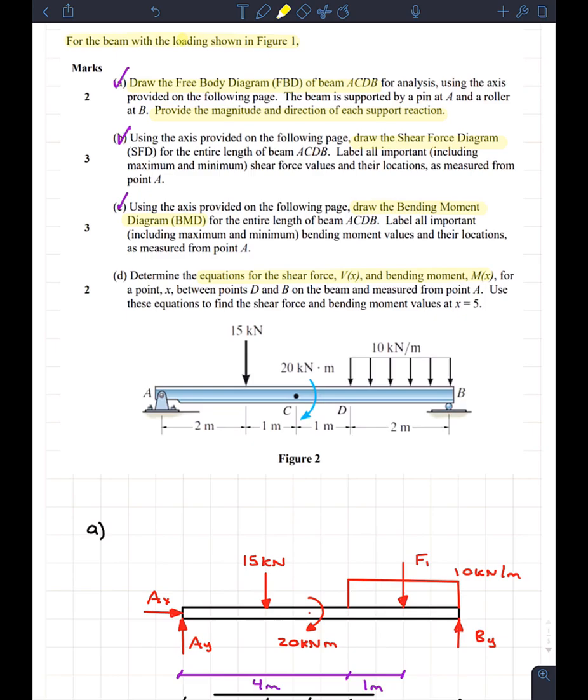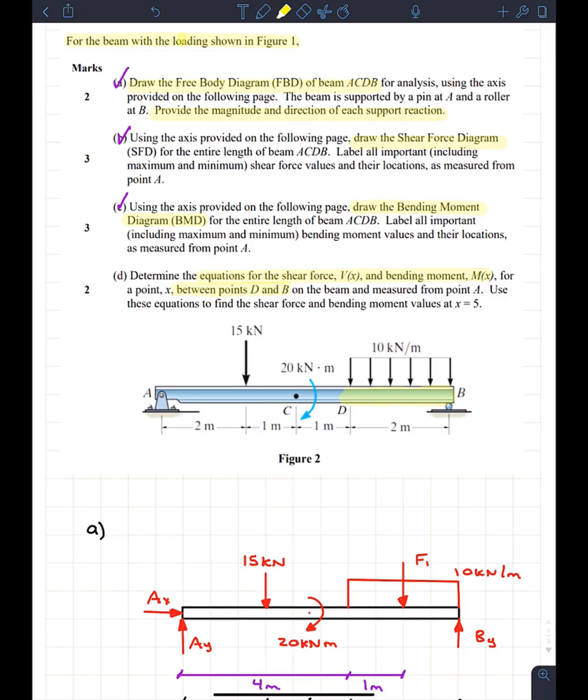Well, that sounds really bad, because we know that there's going to be a lot of equations depending on which section you guys are looking at. But the question gets a little bit nicer, because it only wants the equations for between points D and B. So basically all we want is the equation that governs this right here, between D and B.